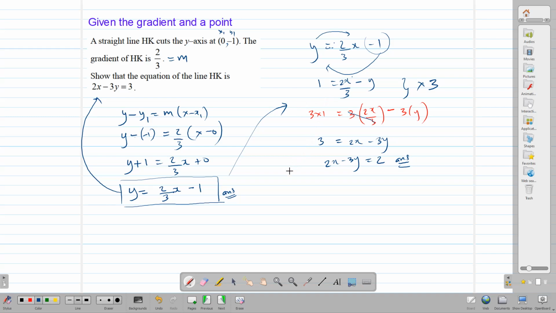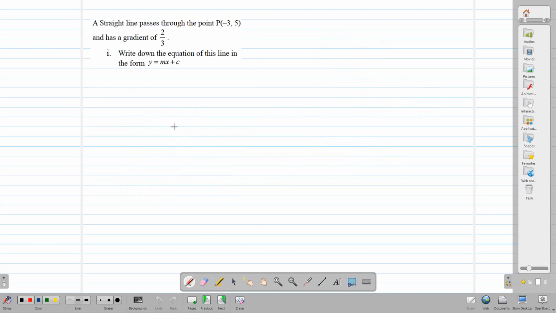All right, let's look at another question. This one says a straight line passes through the point P (-3, 5), has a gradient of 2/3, and we're supposed to write down the equation of that line in the form y equals mx plus c, which seems pretty straightforward enough. We can label our point as x1, y1, and we have our gradient m.